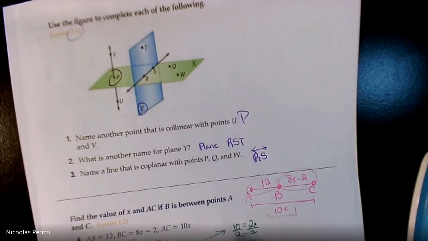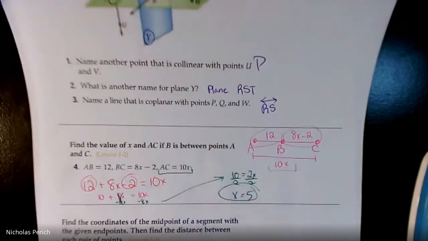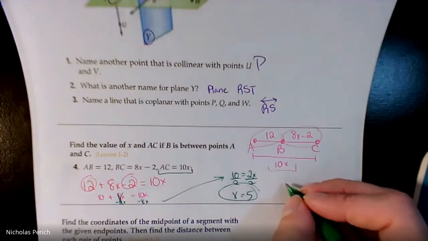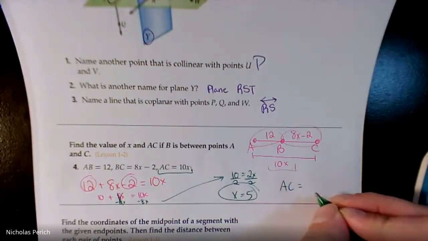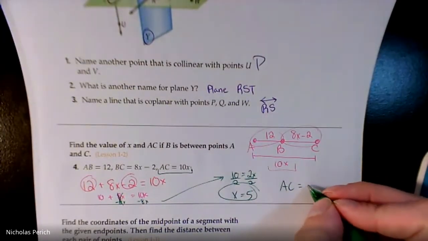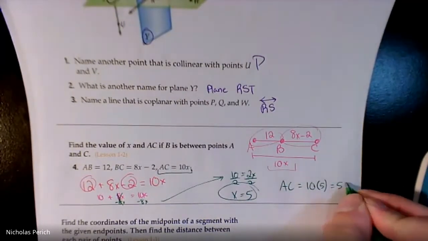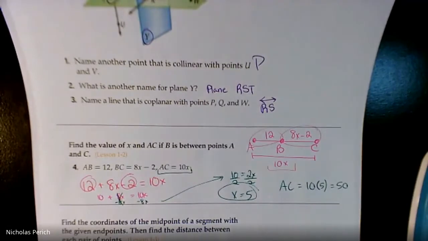Find the value of x. Did. And AC. But I know AC is 10x. Oh, whoopsies. I know AC is 10x. So if AC is 10x, then AC is 50, as Athena said, because it's 10 times x is 5, which becomes 50. Good.